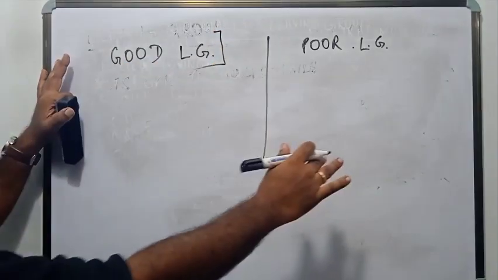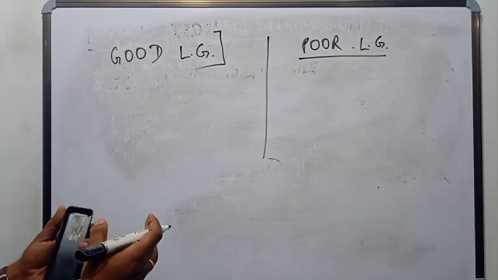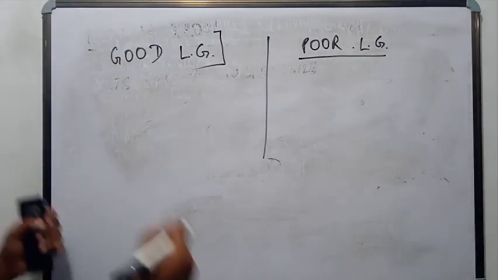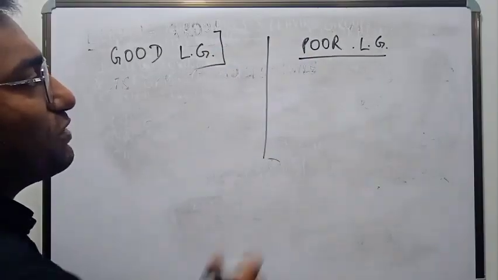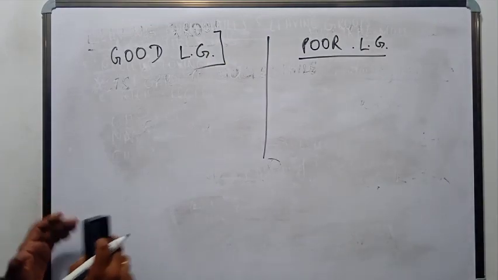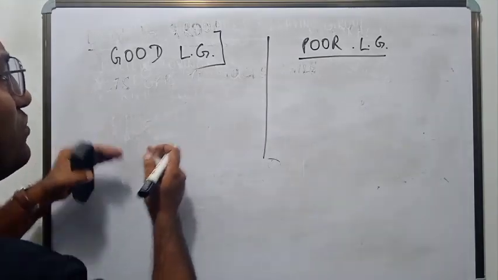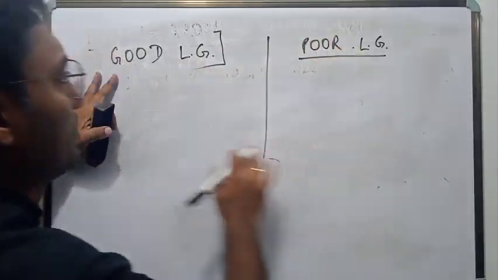And what is a poor leaving group? A poor leaving group is a group that withdraws its electron and breaks the bond from the substrate molecule, but at a slower pace. So such groups are called poor leaving groups. Let us try to find out the difference to distinguish between a good leaving group and a poor leaving group.